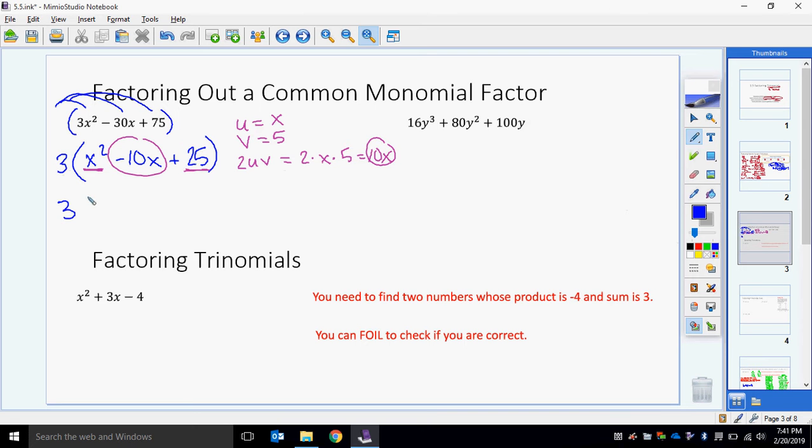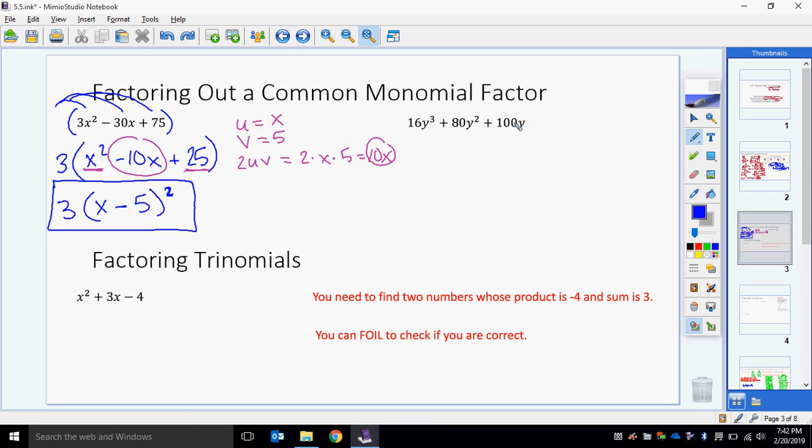Well, I still have that 3 out in front. Now this parentheses is going to turn into its factored state, where I fill in the u, and I fill in the v, and I can put the sign that's with my middle term, negative. And that's as far as I can factor it down to. I'm not going to distribute that 3 back in. I'm not going to square this. I want to shorten it up as factored as possible.